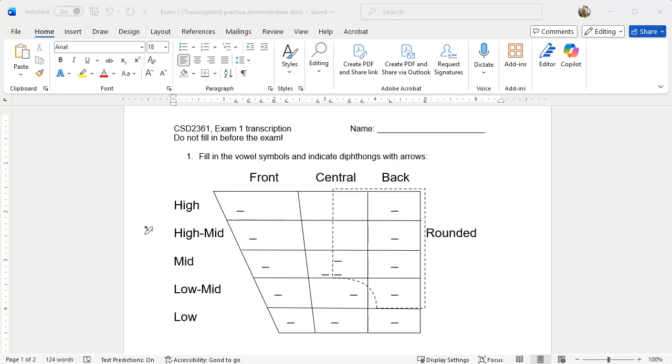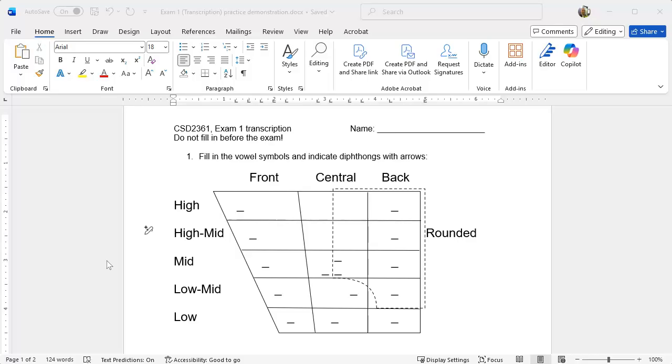For the first transcription exam, you'll have two tasks. One is to fill in a vowel chart and a consonant chart with all of the symbols that we're going to be learning over the course of the semester. And then the second part of it will be transcribing simple words using the basic symbols that we started the class with, for example, in that Lab 0. So here I'm recording an example of that for your reference.